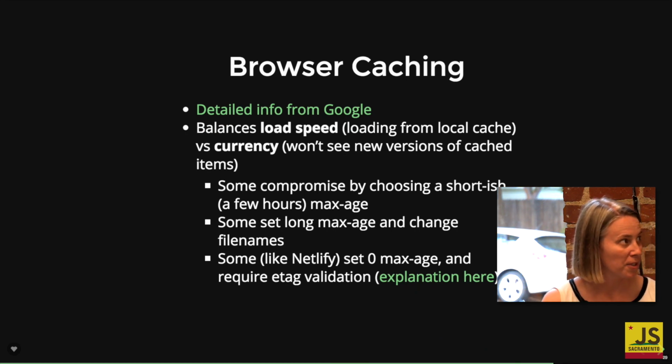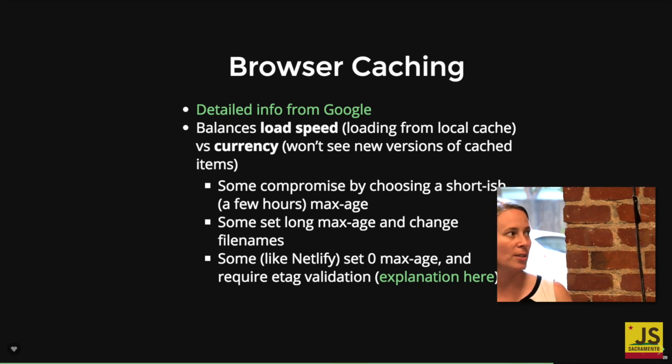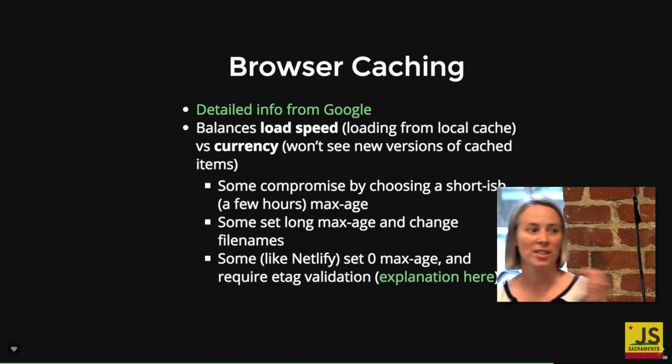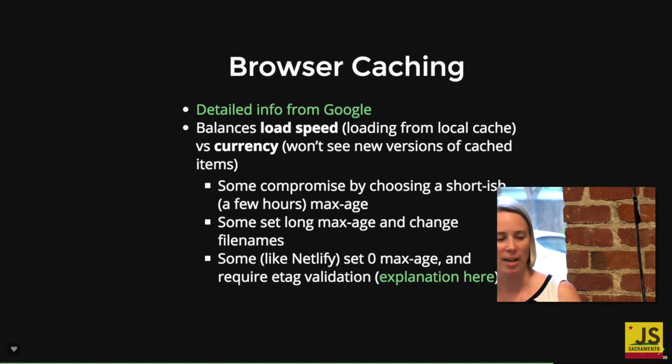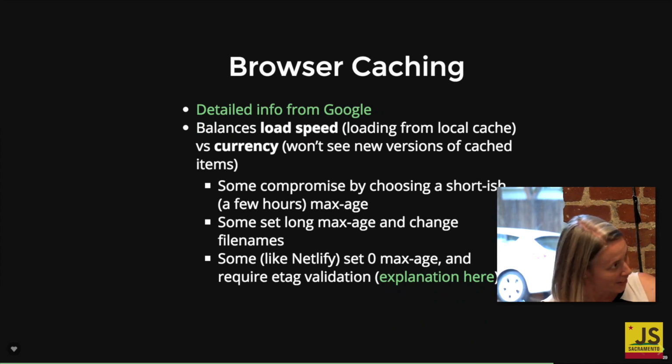One other strategy, and this is what Netlify happens to use, is to set a max age of 0. So it says always check, but it requires ETag validation. It has a tag next to it. It's not in the file name, it's in the header. It basically tags the image itself. If that tag is different and doesn't validate, then it knows it needs to get a new one. But if not, it just keeps the one that's in the browser cache. And there's an explanation there.